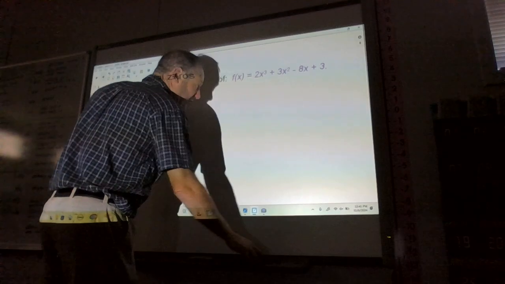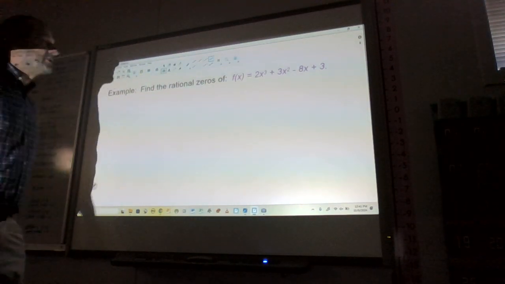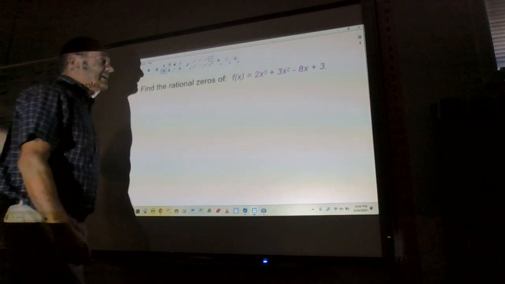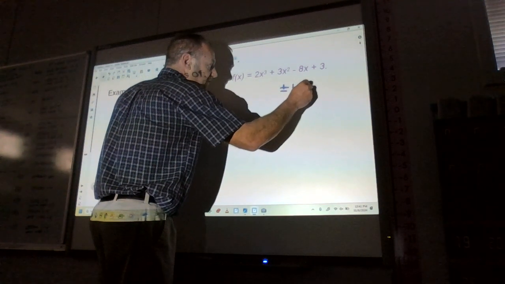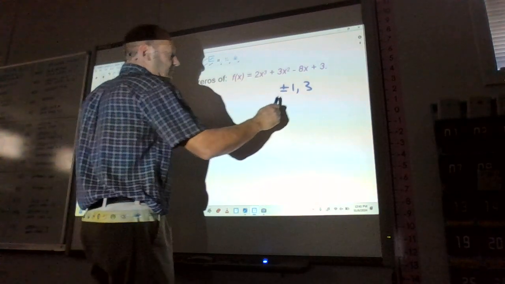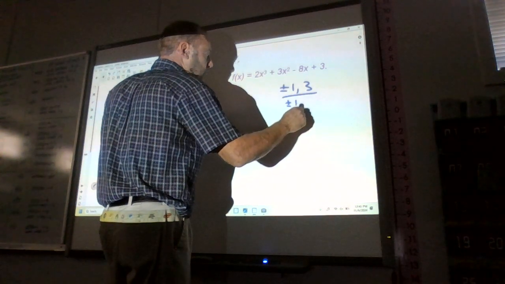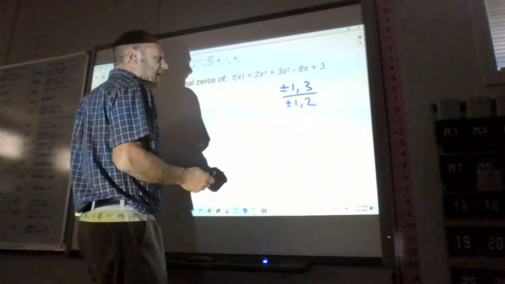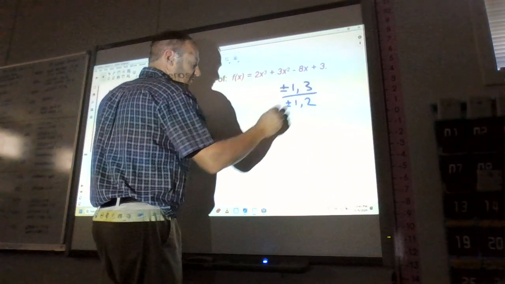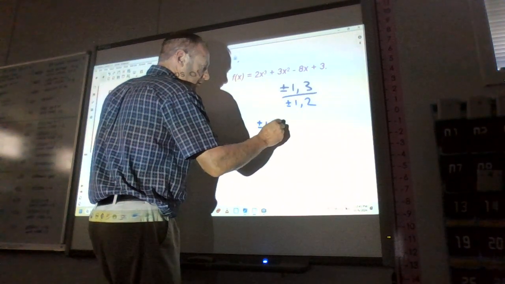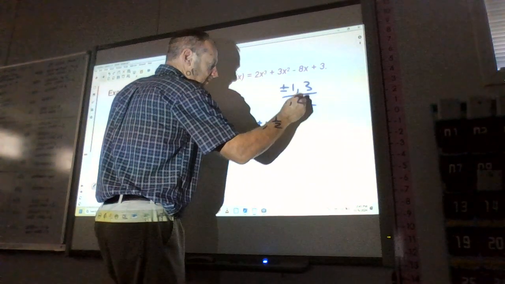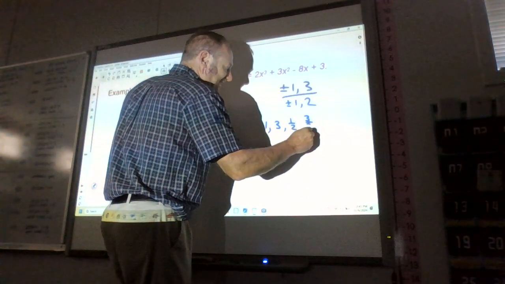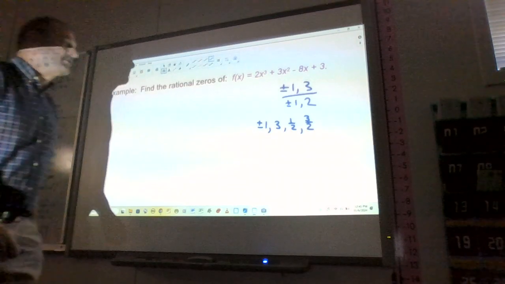The possible rational zeros of 2x cubed plus 3x squared minus 8x plus 3. So it's going to be plus or minus 1 and 3, because those are the factors of 3, divided by plus or minus 1 and 2. So my possible rational solutions would be plus or minus 1, 3, 1/2, because 1 divided by 2, or 3/2. This has 8 possible rational solutions.